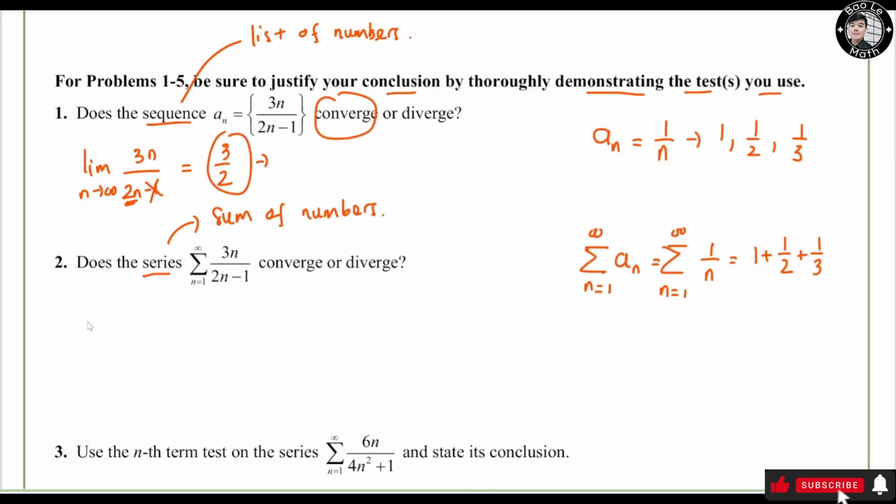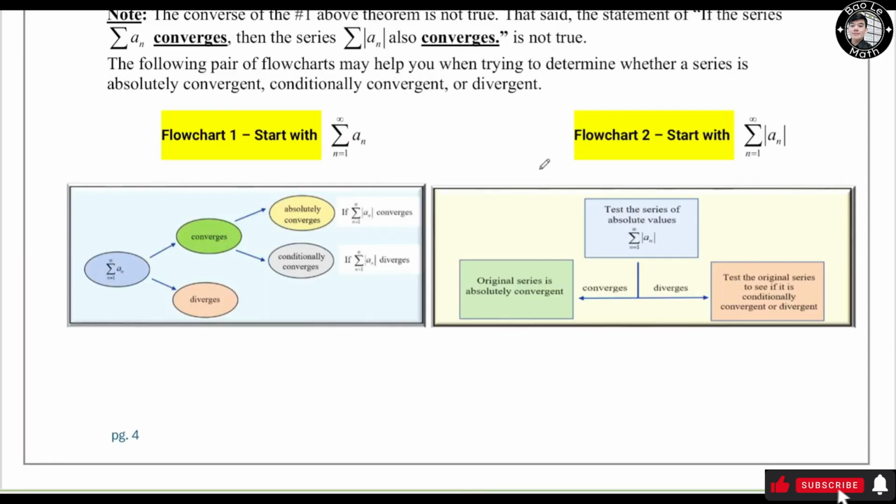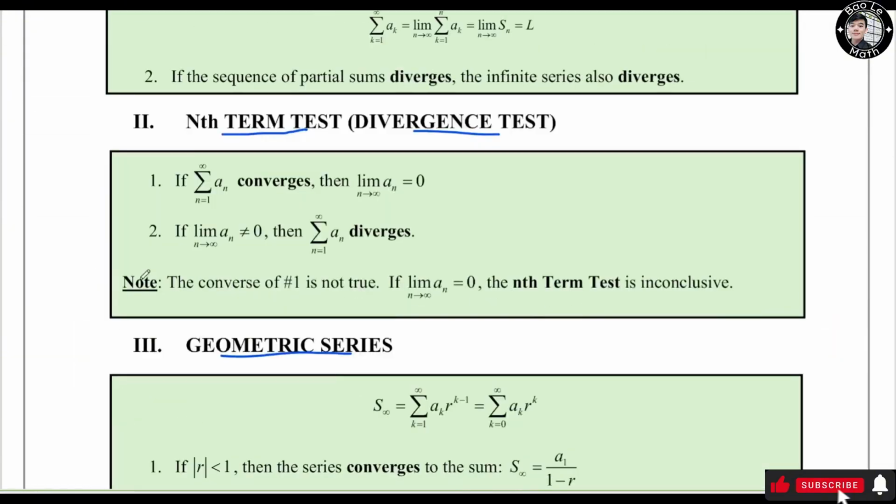Now, number 2. Does the series a sub n converge or diverge? We find the limit of 3n over 2n minus 1 when n approaches infinity. Again, it's 3 over 2, and this is different from 0. So by the n-term test, the series diverges.